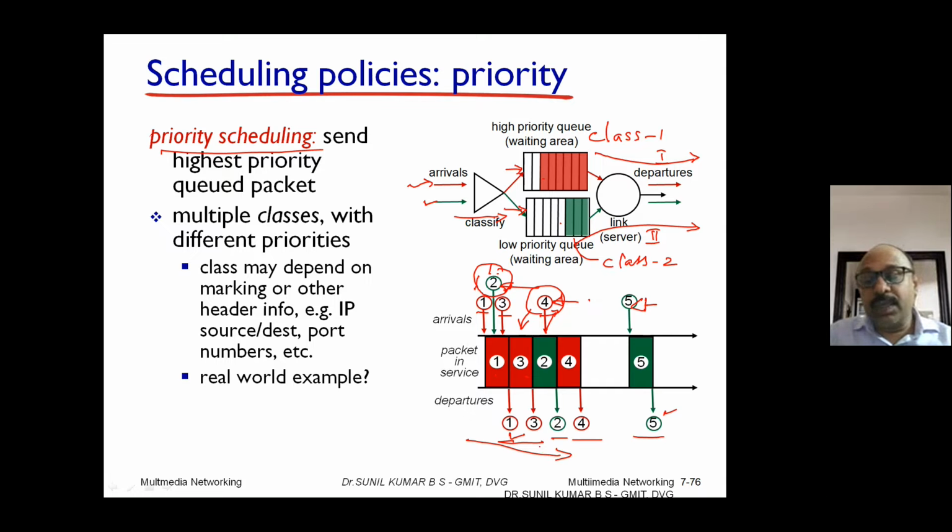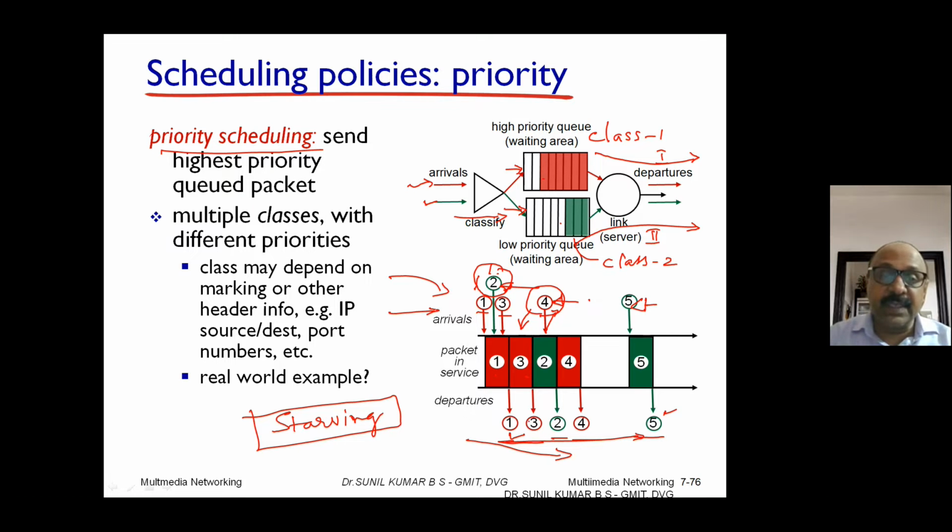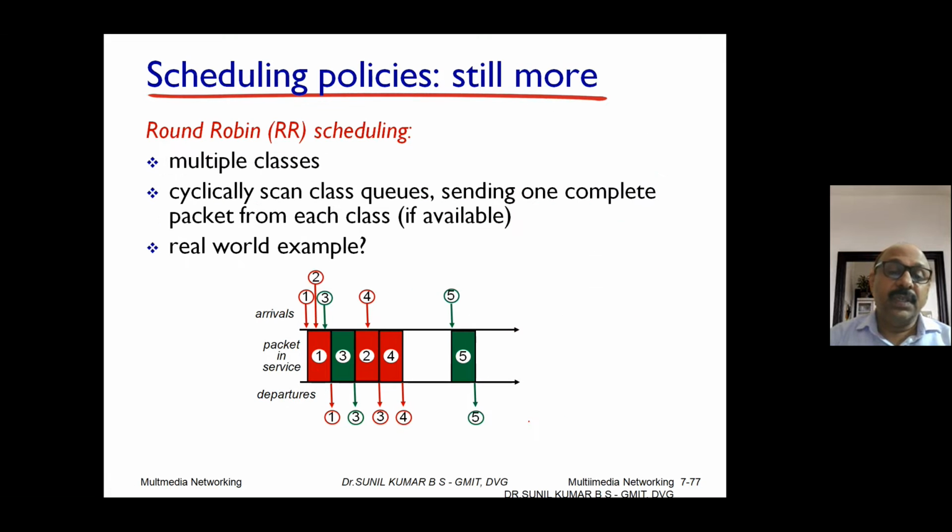But what is the problem you can see here? Suppose class 1 packets are always arriving continuously, and class 2 packets that arrive will be in the queue only, they will never be given service. It is called starving. Starving happens in class 2 packets because of the arrival of high priority packets. So this is the basic problem in this case.